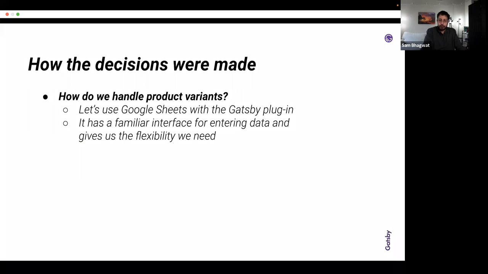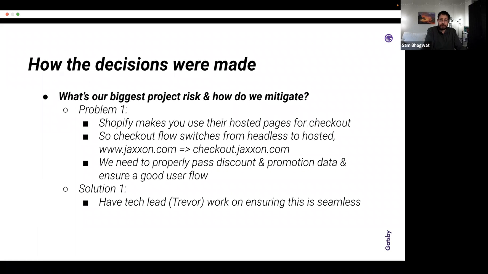So, product variants. There are a number of different ways they could have handled this, but they decided to use Google Sheets with the Gatsby plugin and store all their product variants in Google Sheets and then pull that into their Gatsby site. The reason they did that was just the familiarity of the spreadsheet interface for entering the data they needed. It was a very interesting choice. I think we don't see as many folks going with that, but as we followed up with them, it worked really well for them.